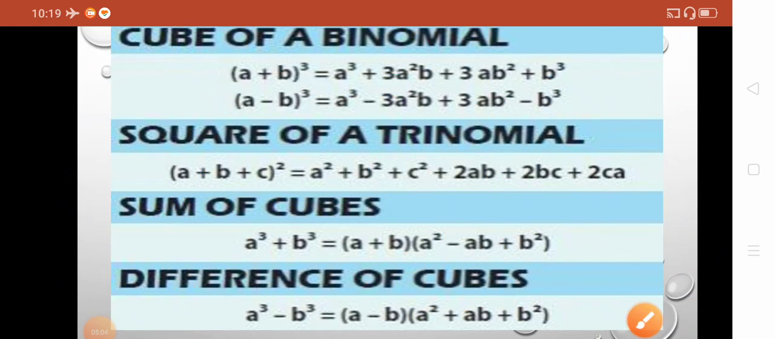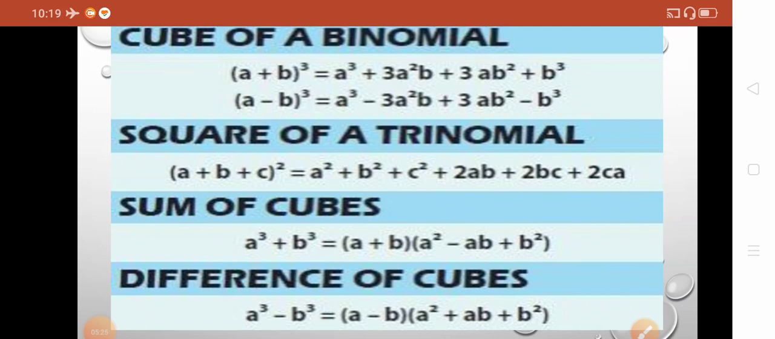In this way you can also verify both sides by opening the formula. Similarly for (a minus b) also, that is a cube minus 3a square b plus 3ab square minus b cube. You have to learn all these identities because these are directly used in your questions. Next is the square of a trinomial. Whenever you are given a trinomial, that means three terms are there.